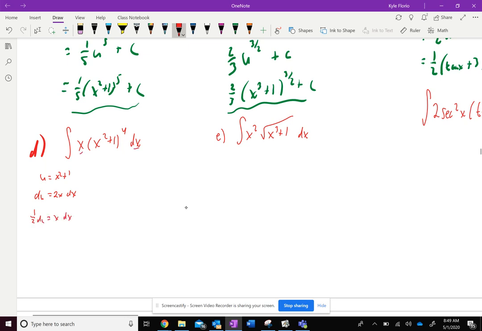So now I got that taken care of, and that's my u. So we can just rewrite this as the integral of u to the fourth. The x dx is 1/2 du, so I'll put the 1/2 here. This is going to be 1/2 u to the 5th over 5 plus some constant, which is going to be 1/10 u to the 5th plus c, and again u is x squared plus 1.